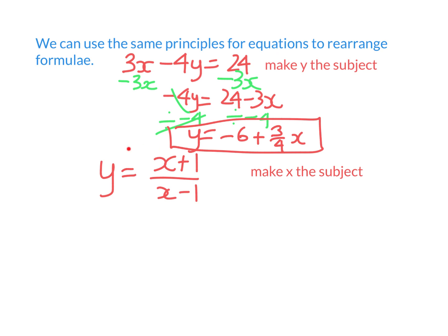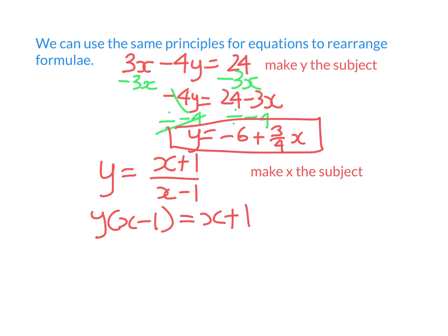All right, now I'm going to take this formula here and make x the subject. So this is a formula because it has more than one pronumeral and one of them is the subject. Y is currently the subject. I want to make x the subject. So I'm going to get rid of the fraction by multiplying each side by x minus 1. So I get y times (x minus 1) equals x plus 1.